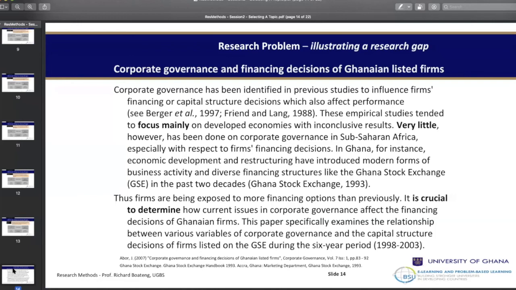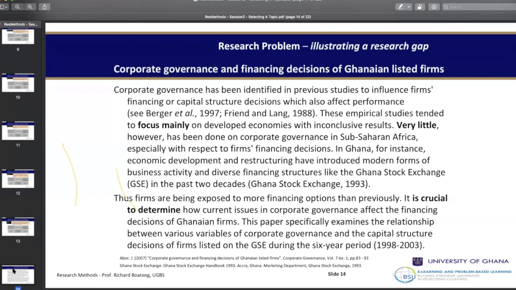Now, what it's saying here is that corporate governance has been identified in previous studies and existing research to influence firms' financing decisions or capital structure decisions, which also affect their performance. And he gives the references to that. What he's saying here is that corporate governance is an issue to study, but it has been identified in the previous studies that have been done on it that it can affect or influence financing decisions of firms. That's all that he's saying.